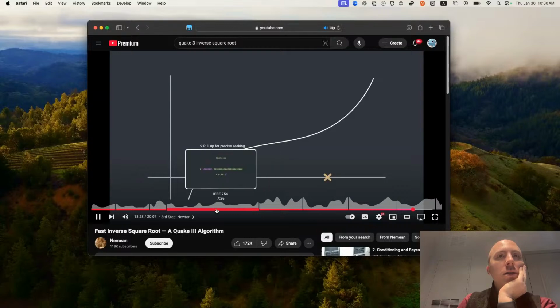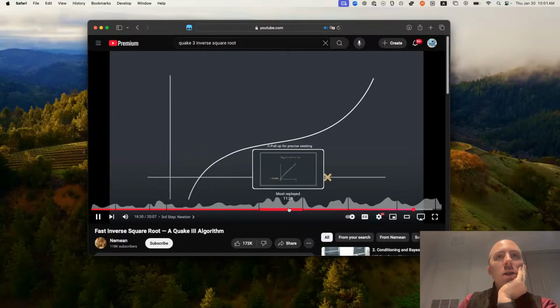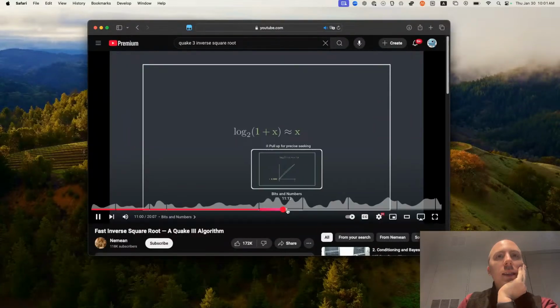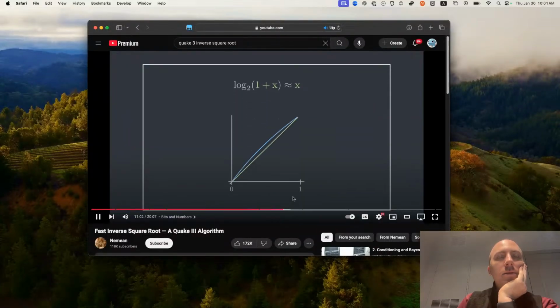It takes an x value and tries to guess by how much it is off, ultimately equal to x. If you think about it, this approximation is actually correct for x equals 0 and x equals 1.